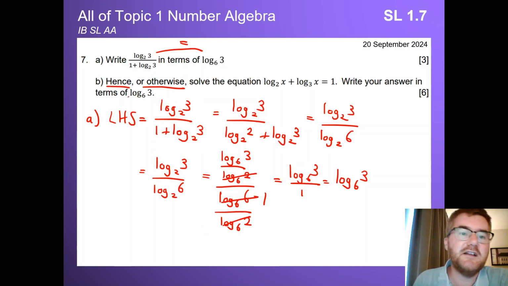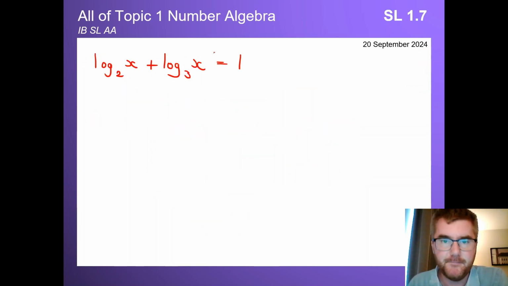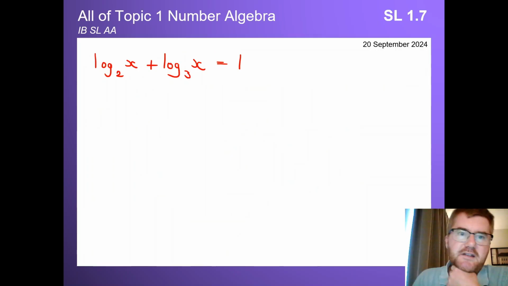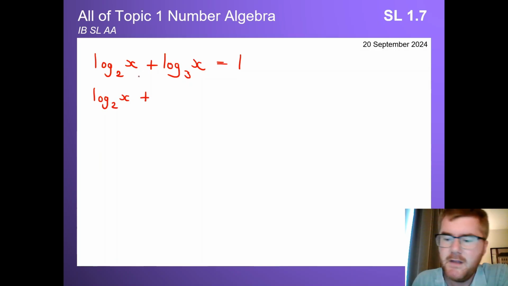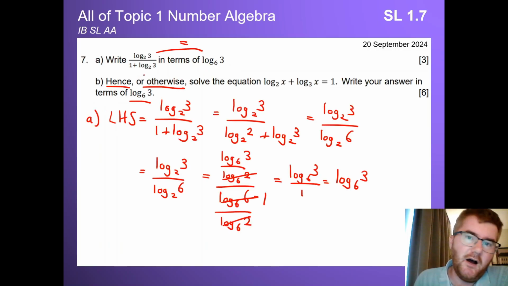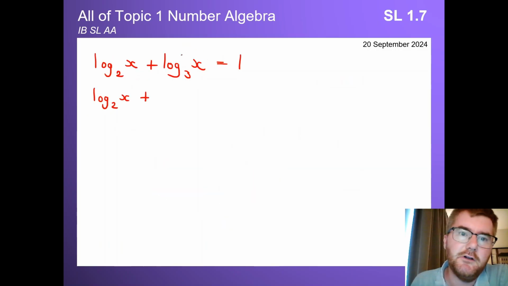And notice we need to write it in terms of log 3 base 6, so it needs to be something related to part A. Okay, so the first thing that comes to mind here is I want the bases to be the same. That's always one of the first thoughts that I look at here. So the way I'm going to do that is I'm going to use the change base rule on the log x base 3. I suppose I could do it either way round here, but I'm going to do it on log base 3.